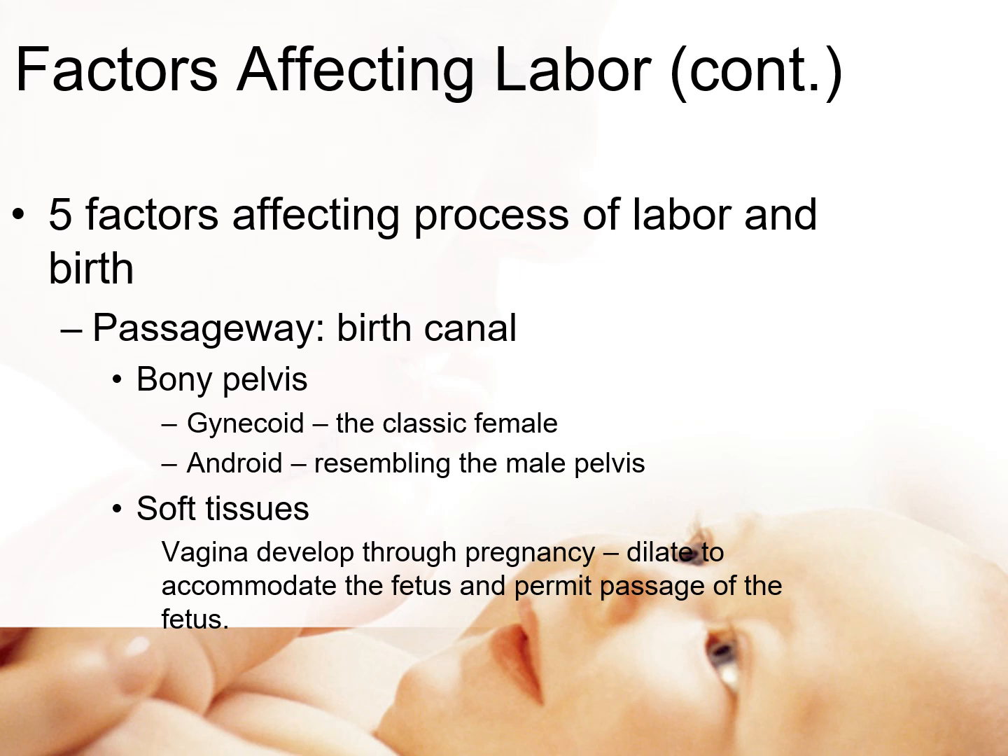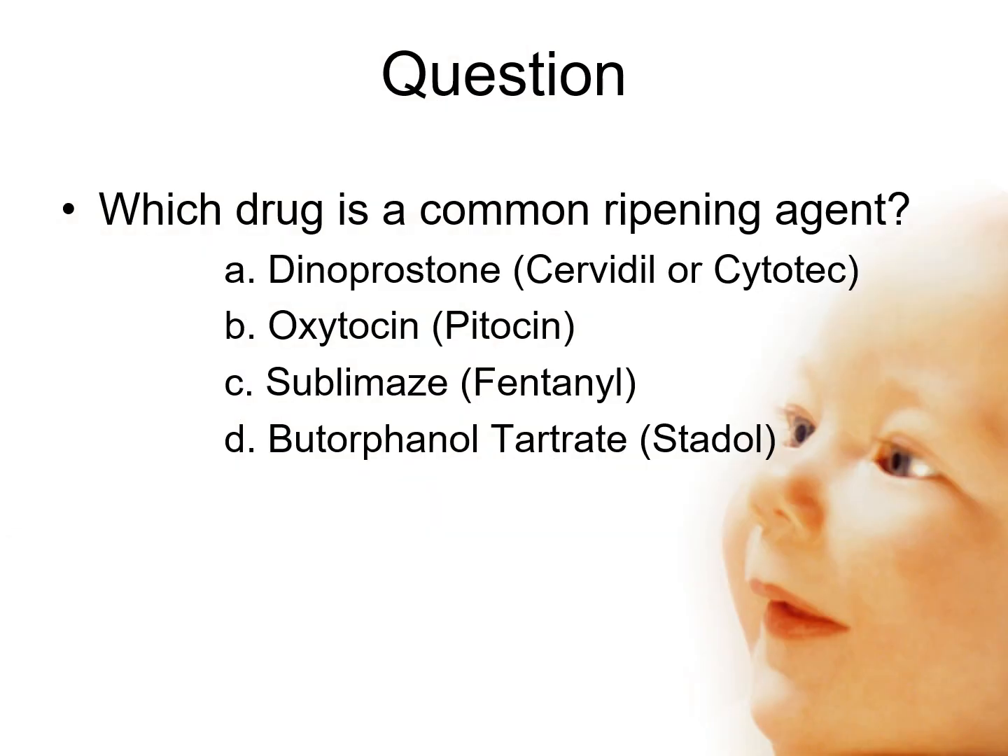Which drug is a common ripening agent? We'll talk about cervical ripening in a little bit, but your answer is going to be Cervidil or Cytotec. We also use a balloon device called a Cook balloon. It's got a double balloon. It's kind of like a Foley balloon that we put inside the cervix to help with ripening. So we'll talk about that.